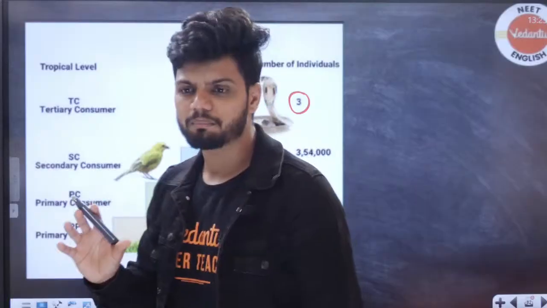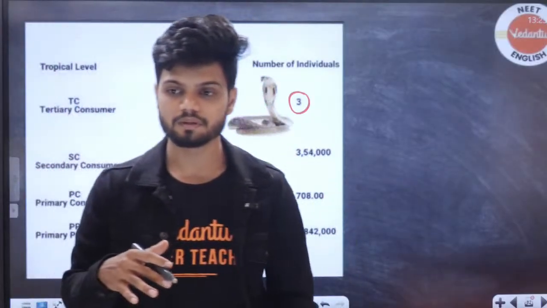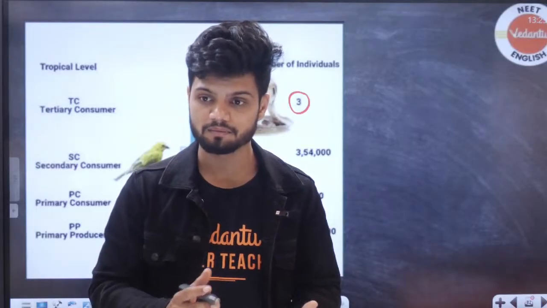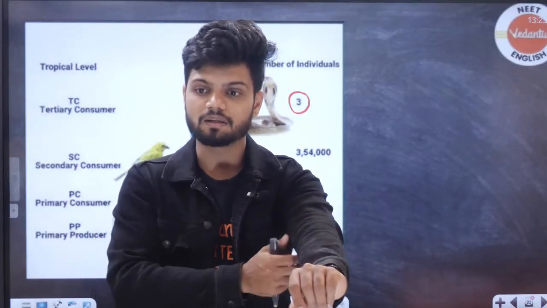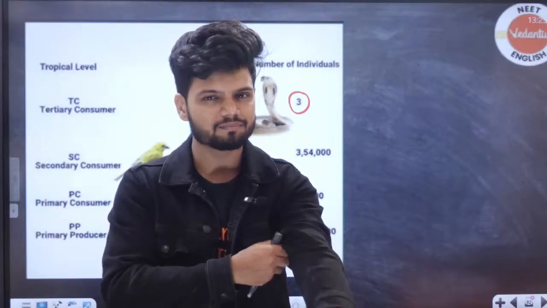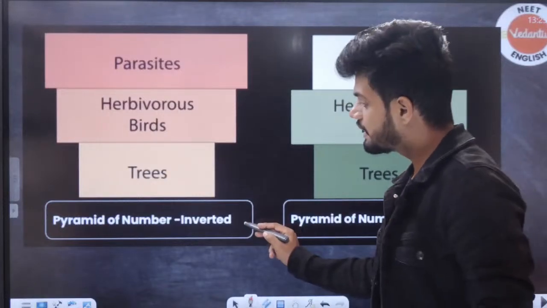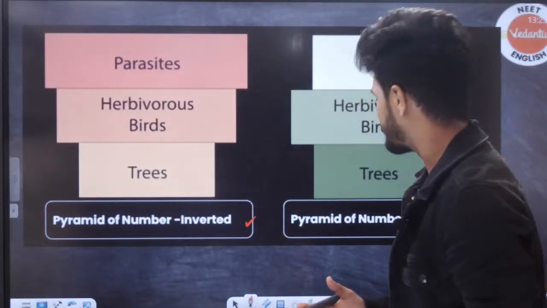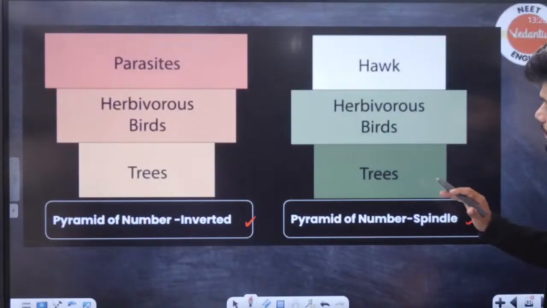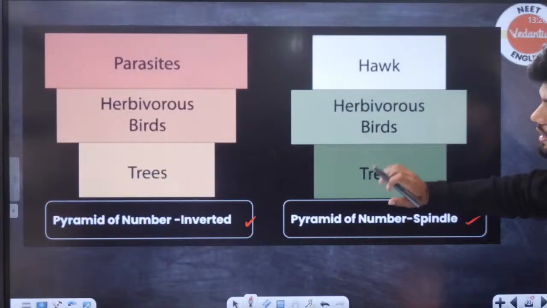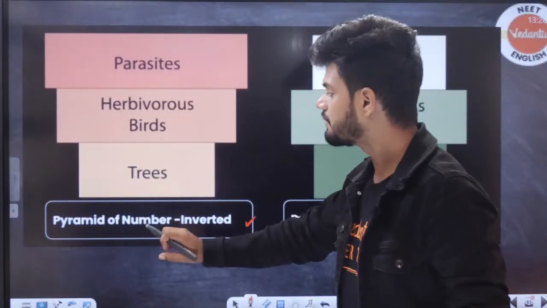Now students, I'll ask you a simple question. Can the pyramid of number be inverted? Is it possible? Yes, it is possible. The pyramid of number can be inverted also. It can also be spindle-shaped, and spindle is also given in your syllabus. But let me tell you, the pyramid of number can be inverted.